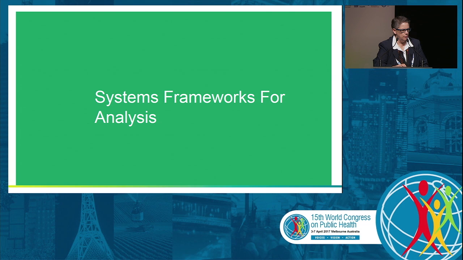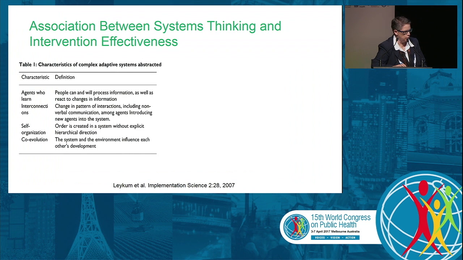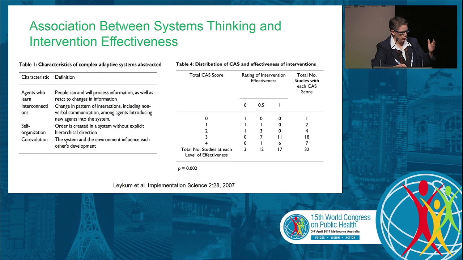So just quickly, I'll go through a couple of systems frameworks for analysis. This is where I got myself confused before. But this is one paper that I found that I think did a very nice job of taking 4 characteristics of complex adaptive systems and using them to rate papers around interventions for type 2 diabetes. And they actually showed, if you look at this table, which has the total number of complex adaptive systems characteristics in the left-hand column, versus the impact, and they just used a simple rating scale of 0, 0.5, and 1 for the impact of the intervention. So this was actually a synthesis article across these interventions. And they found a distinct correlation between the number of complex adaptive systems characteristics and the impact of the intervention.